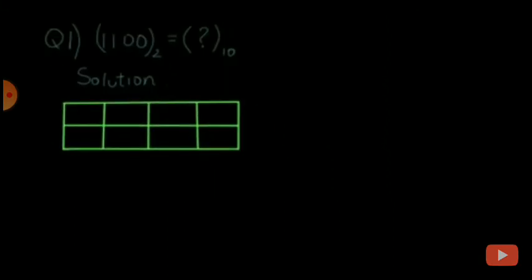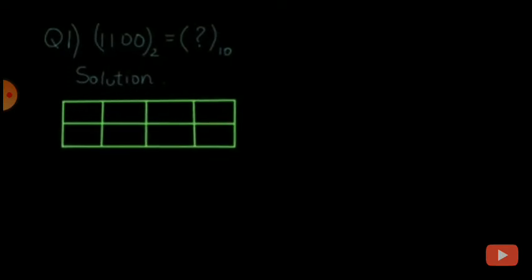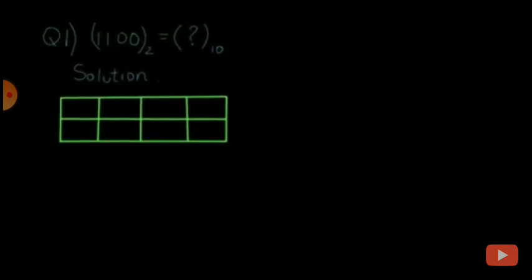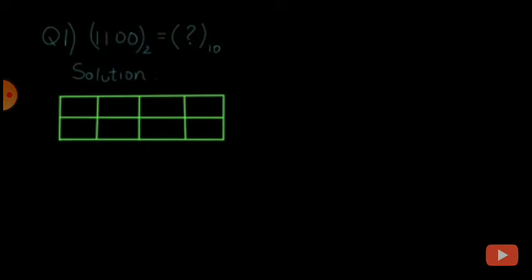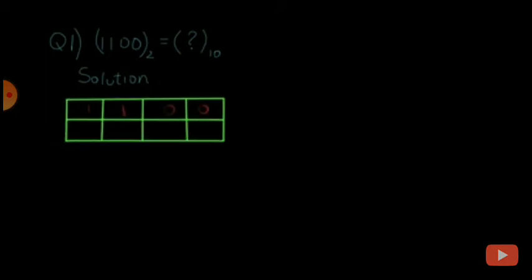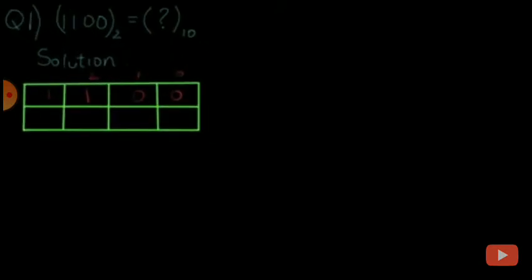Okay, so the first question is 1100 binary which needs to be converted to a decimal value. So you can draw this table as I have drawn and first write down the binary number in each block, 1100. Now the next step is to assign positional values. So we start from right to left. This is at the 0th position, this is at the first position, this is at the second, and this is at the third.